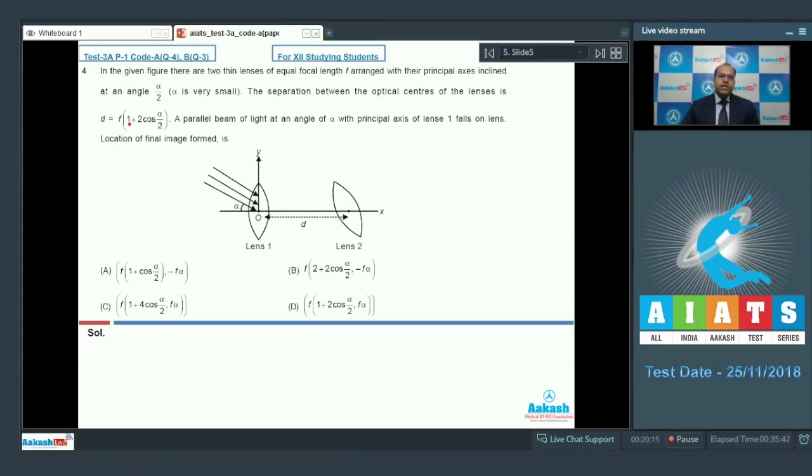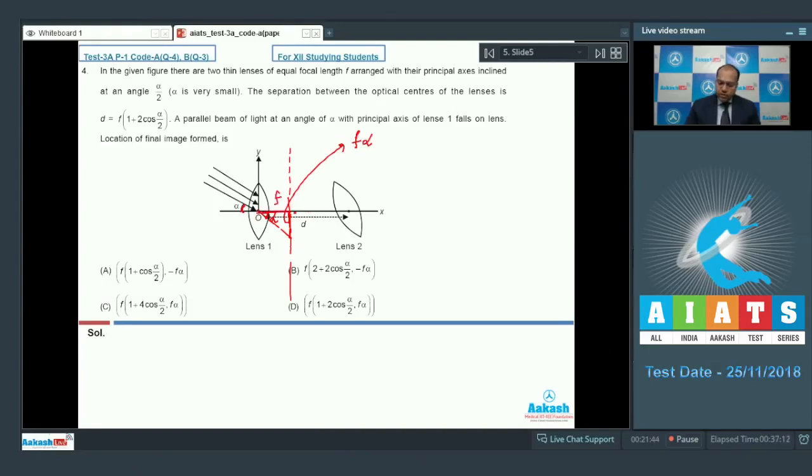Since the rays falling on the lens 1 are parallel, they merge at a point in the focal plane because the angle of incidence is alpha. So if I see this, since the focal length of the lens is f, let this be the focal plane, and at this focal plane these rays get merged. Let this be the point where these rays get merged. Now if this angle is alpha, then this angle is also alpha. Then I can find this separation. Since alpha is small, I can write this length as f into alpha.